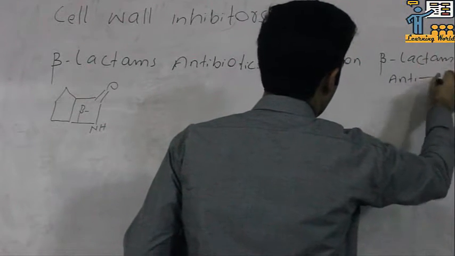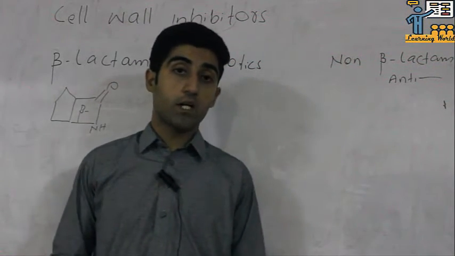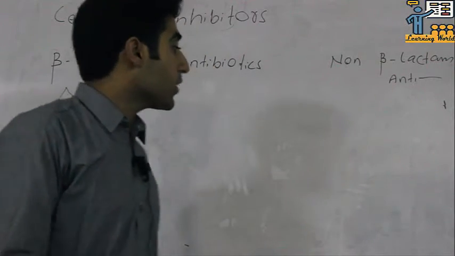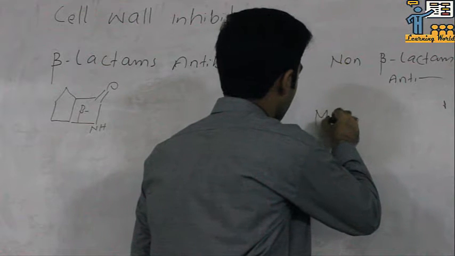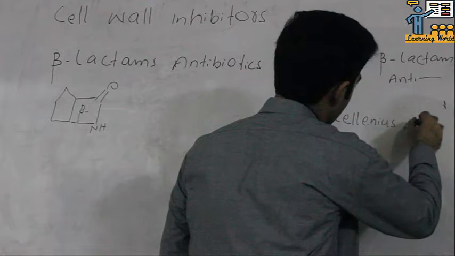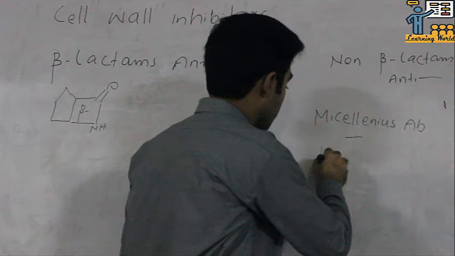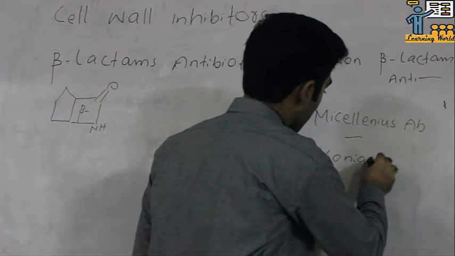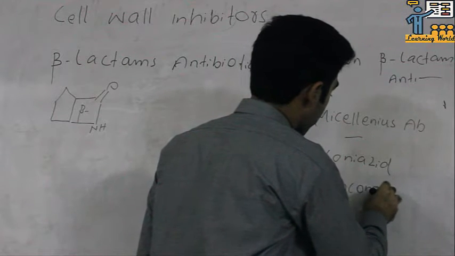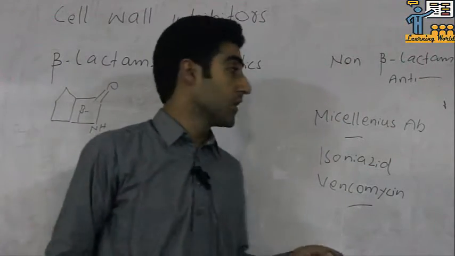Non-beta-lactam antibiotics are those antibiotics in which the beta-lactam ring, this is the beta-lactam ring, is absent. And the third one is miscellaneous antibiotic. Miscellaneous antibiotics such as isoniazid and vancomycin. These two antibiotics are present in this miscellaneous antibiotic category.